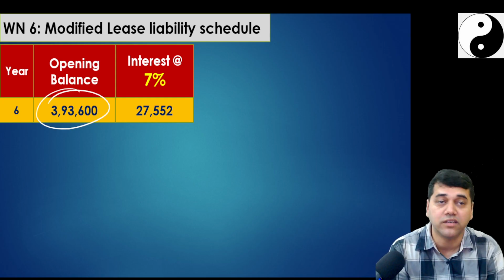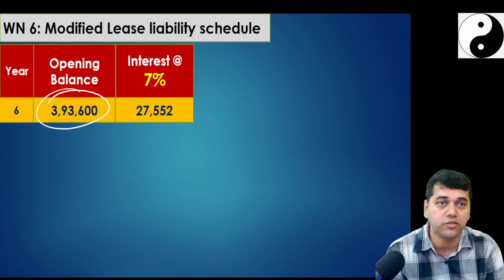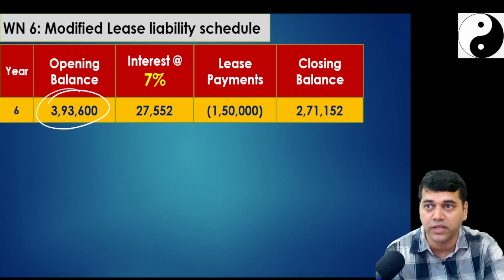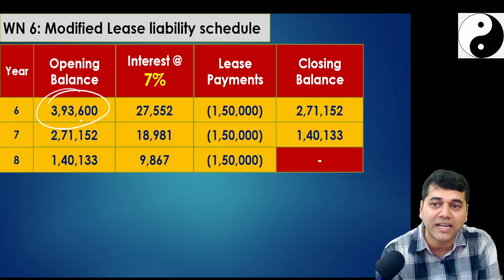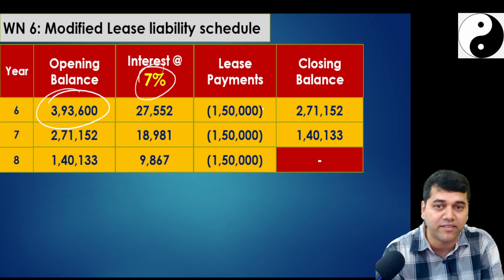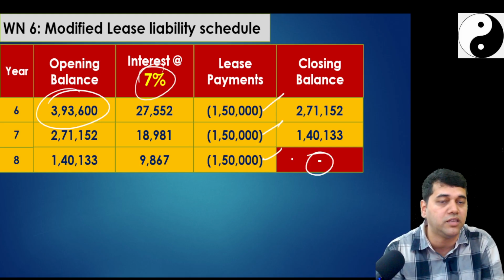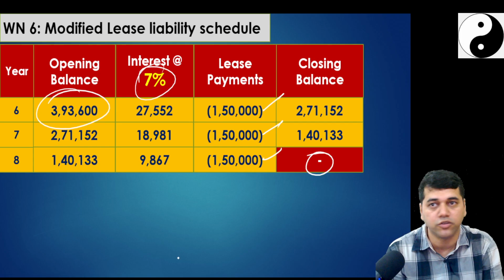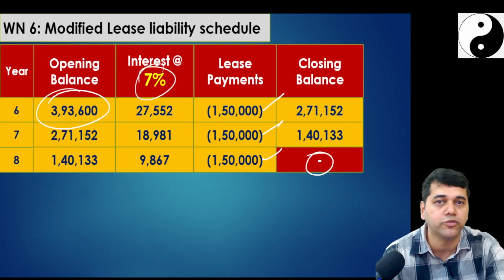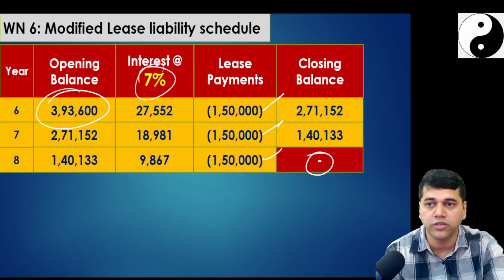Account till end. Followed, no? The question is very silent here. In none of the previous questions have we done this. So going forward, 3,93,000 will be amortized at 7% with 1,50,000 for 3 years. Balance is becoming 0. You can leave some space, students. Online students, you can pause the video and do this.